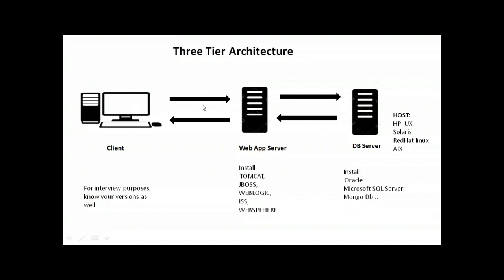Now from the client you're sending, let's say this is your Facebook web app server and Facebook database server, and you have sent the login request. The request went to the web app server. Then the web app server realized that it needs to query a database, so it queried the database. The database server has sent the response back, and then finally the web app server has sent the response back to the client. This is when you will be able to see the wall.